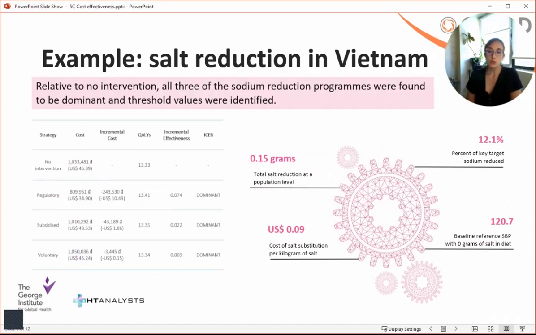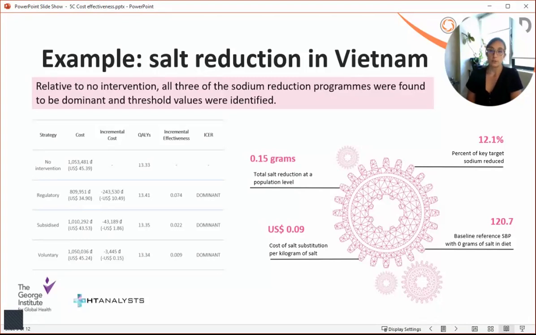Relative to no intervention, all 3 of the sodium reduction programs assessed in the analysis were found to be dominant, which means less costly and more effective, which is the ideal place to be. Now, the voluntary sodium reduction strategy provided the smallest average cost reduction and average effectiveness benefit because it provided the lowest reduction in dietary sodium intake, and therefore the lowest reduction in ischemic heart disease or stroke risk.